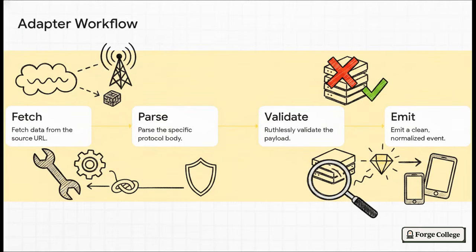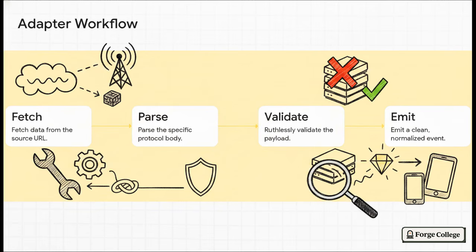Let's trace through a typical adapter workflow, one that's specifically designed to normalize erratic events from some hypothetical Oracle into a single, reliable shape. Step 1, you fetch the data from the source. Step 2, you parse the protocol body. This is where you deal with whatever weird, unique idiosyncrasies that specific Oracle decides to throw at you.